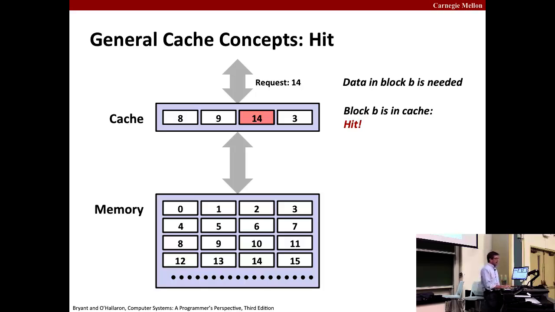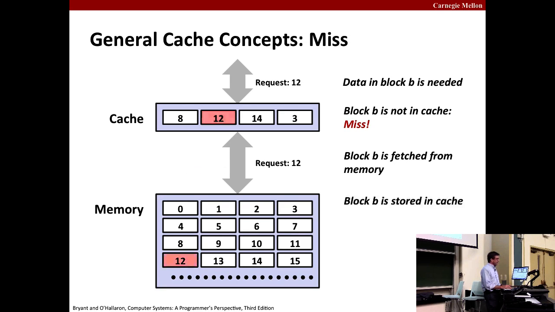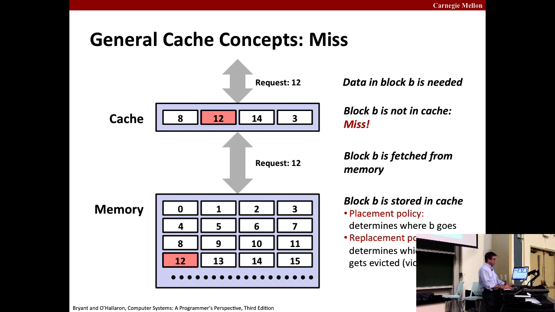The opposite of a hit is a miss. So suppose the CPU asks for block 12. The cache looks for that block, can't find it. That's a miss. So the cache has to ask the main memory, the DRAM, for block 12, where it gets copied into the cache, and then it can return that. So that takes longer, right? The CPU has to wait for that block to be fetched from memory. And so misses are slow. So hits are good because they're fast. Misses are bad because they're slow.